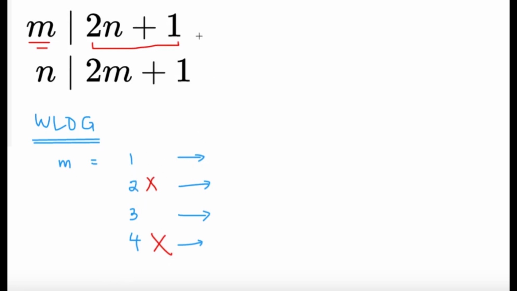Now if m equals 1, the first condition is obviously true, so we just worry about n. We need n to divide 2n plus 1, which becomes n dividing 3. That gives two values of n: n equals 1 or 3. So here we get (1, 1) and (1, 3) as possible values of (m, n).